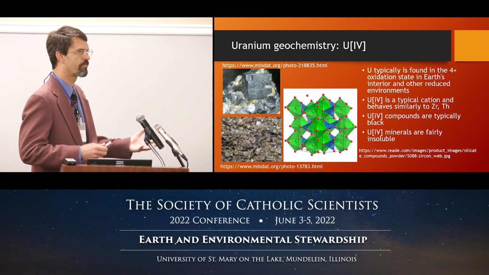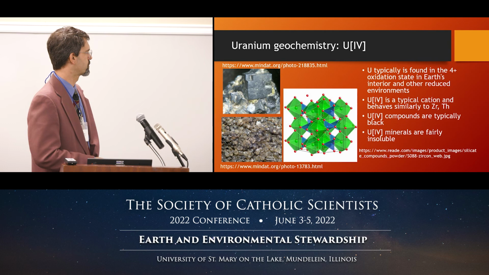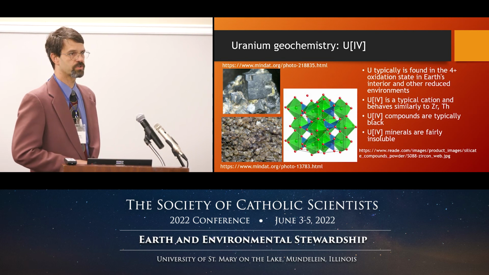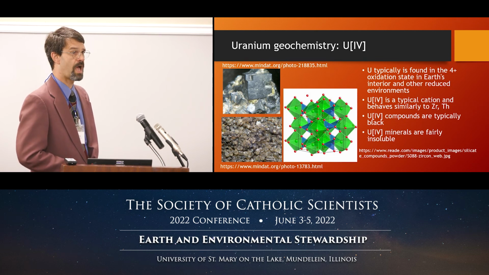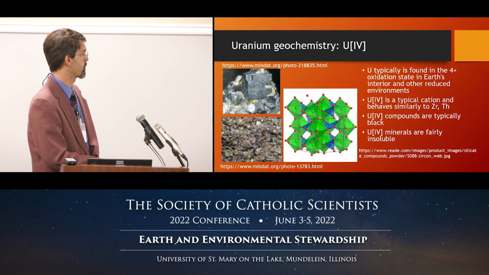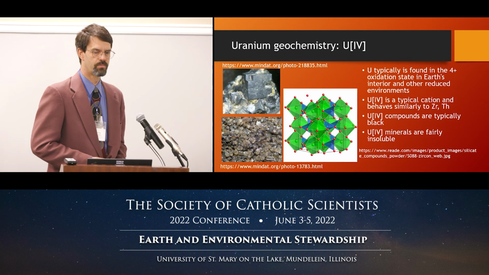These polyhedra are sort of fungible. You can bring oxygens in, push oxygens out fairly easily. Uranium-4 compounds are typically black. This is uraninite, which is just uranium dioxide. This is quartz with coffinite in it, which is uranium silicate. It has the identical crystal structure to zircon, so I've placed the zircon crystal structure here because they're easier to come by, but it's the same thing. This is uranium instead of zirconium in the green polyhedra with silicon in the blue tetrahedra. And these uranium-4 minerals are pretty insoluble.